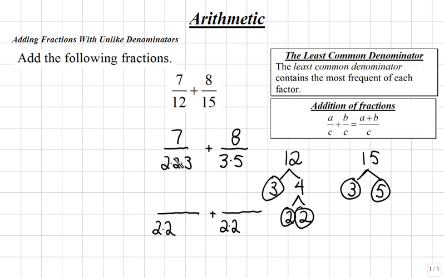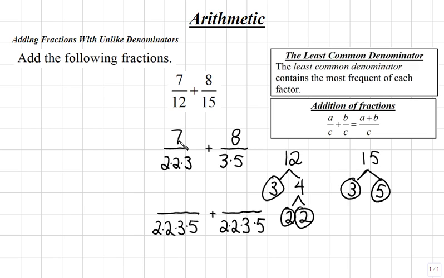For the number 3, the first fraction contains 1 3, and the second fraction also contains 1 3. So both common denominators here will also have a 3. Finally, our last fraction has a factor of 5. So both fractions will need to have a 5 in the common denominator. So the common denominator will be 2 times 2 times 3 times 5.